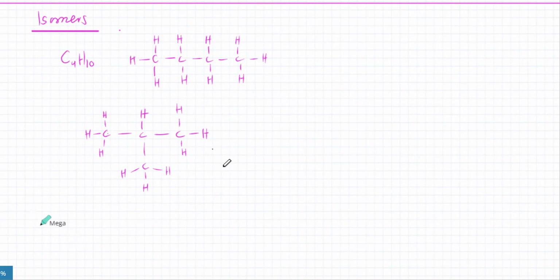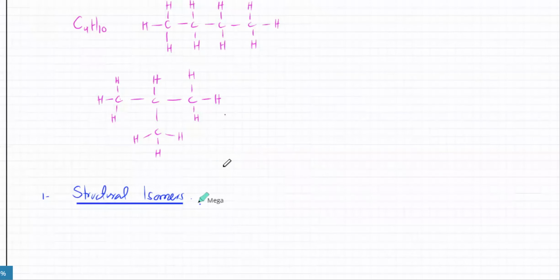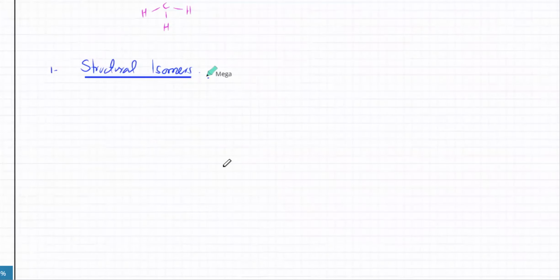As the first one, there are two types of isomers. One of them is your structural isomers. The definition of a structural isomer is the ones that I just drew. Structural isomers are your O-level isomers.